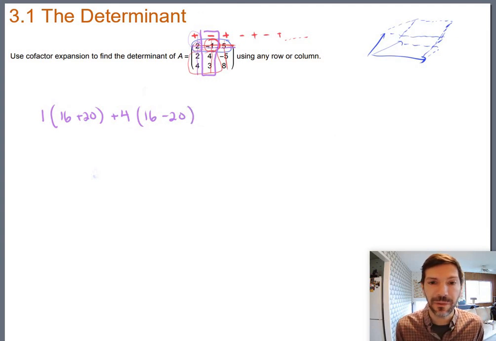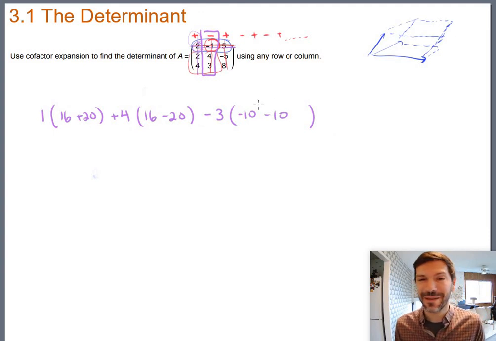And now we're on to 3, so the minus, the plus, the minus. So this will be minus 3 times, and then the cofactor expansion for 3 is crossing out the bottom row, the middle column, so that'll be 2 times -5, so it'll be -10 minus 10. Okay, hopefully this still comes out to 80. Let's find out.